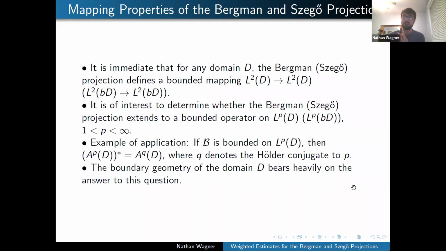And this isn't always guaranteed to happen. For example, there are actually domains for which the Bergman projection is only bounded for P equals 2. So the boundary geometry of the domain really bears heavily on the answer to this question.